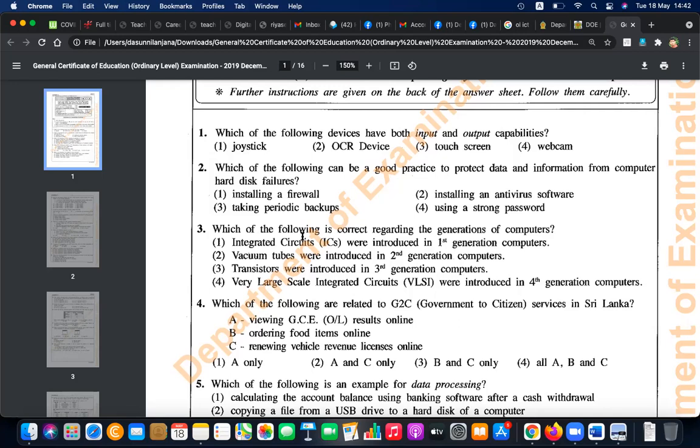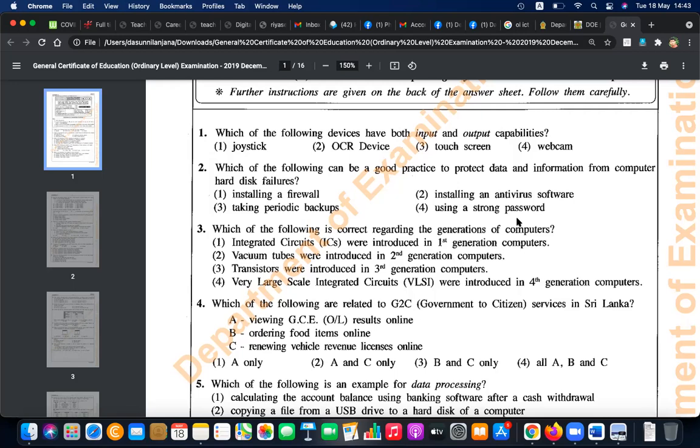Taking periodic backups so that you can keep copies of your documents. In case of hard disk failure, you still have the copy and can recover data from it. Using a strong password. A password is an authentication mechanism. Authentication means you check whether the right user has come to access the resource. So with a password you can prevent people from stealing your documents or accessing them in an unauthorized manner. That is why you use a password. So the answer is number 3, taking periodic backups.